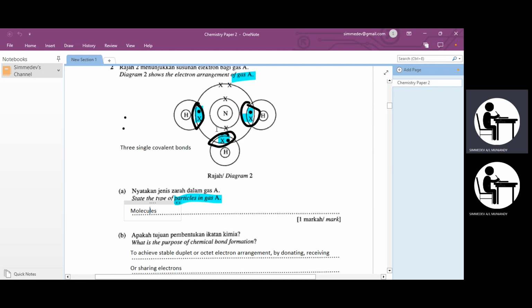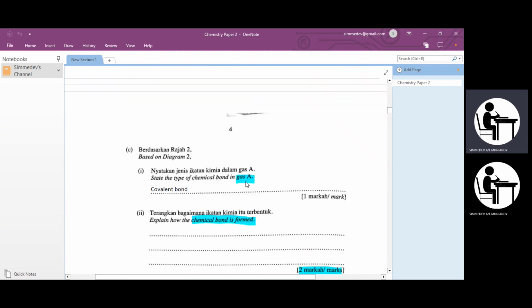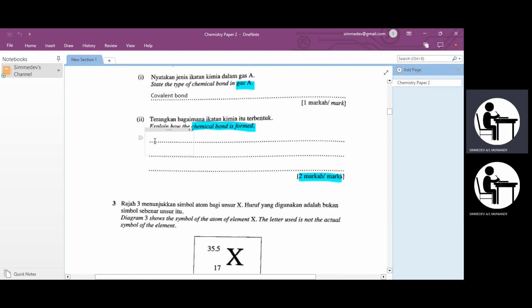For hydrogen atom, it requires one more electron for sharing, and for nitrogen it needs 3 more electrons to achieve a stable octet electron arrangement. So you have to elaborate how many electrons are contributed by each of these atoms. So let's go ahead and answer. Explain how the chemical bond is formed.